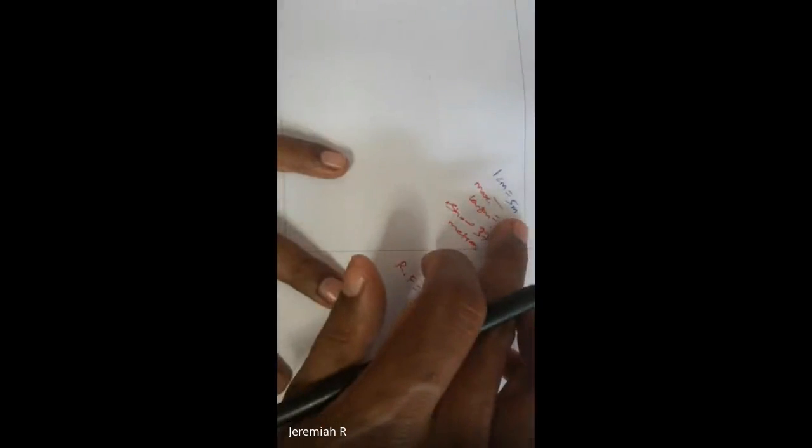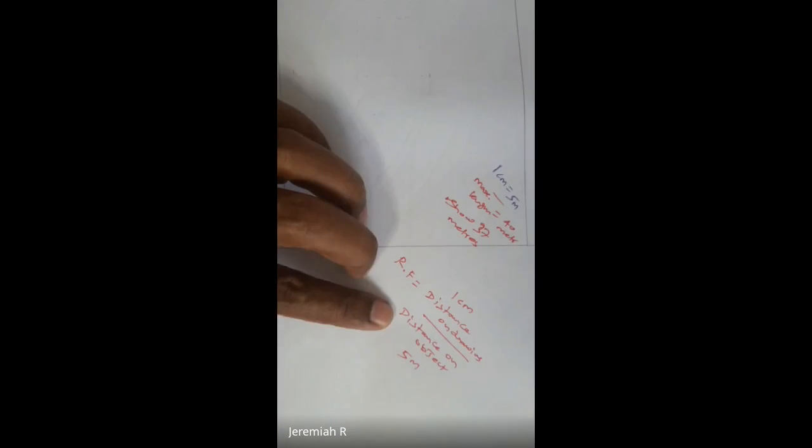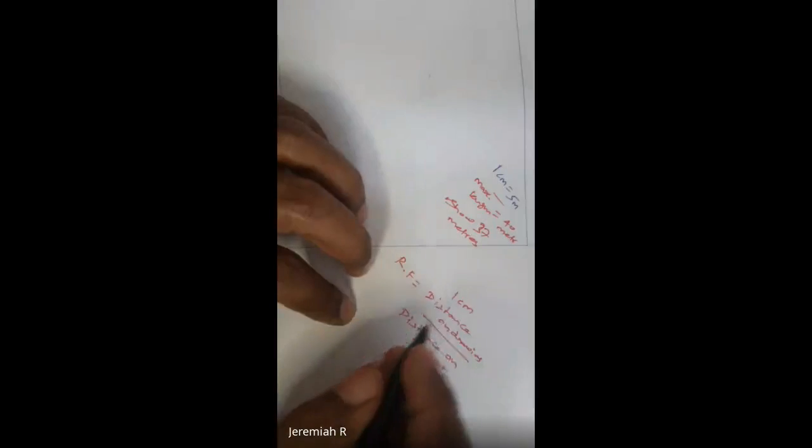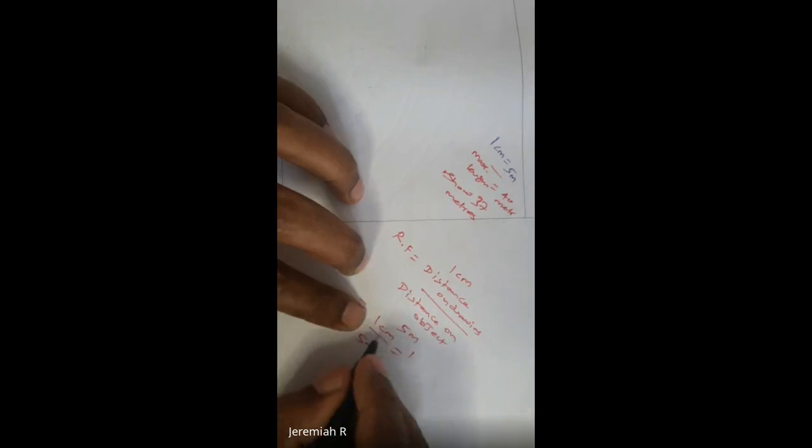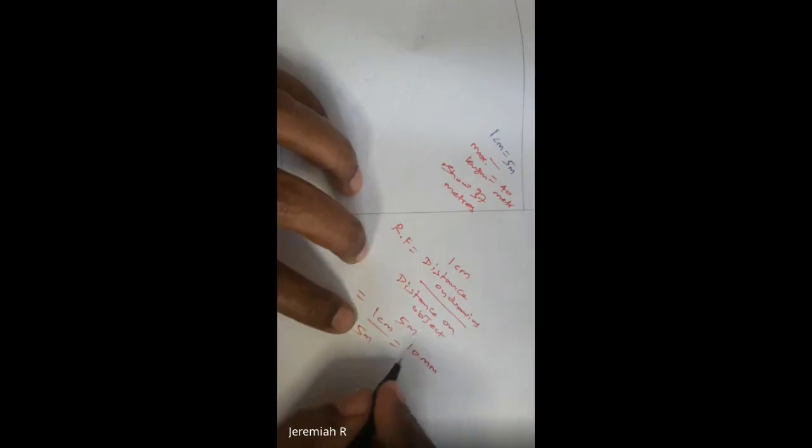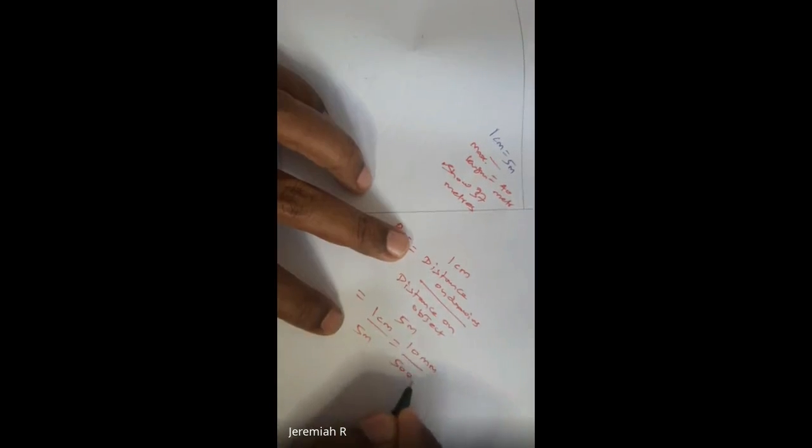So 1 centimeter is equal to 5 meters. That means in the numerator you take distance on drawing, 1 centimeter, and in the denominator distance on the object, 5 meters. So 1 centimeter divided by 5 meters. I'm going to convert meter to centimeter. If you want to convert centimeter to mm, it is 10 mm. So meter to mm, that is 5 into 1000.